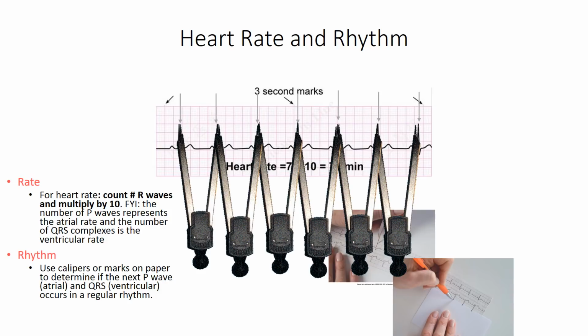If you find that as you march out the calipers, the other R to R distances are very different, you now have an irregular rhythm. Therefore, it's important to check all of the R to R spaces for the entire strip.